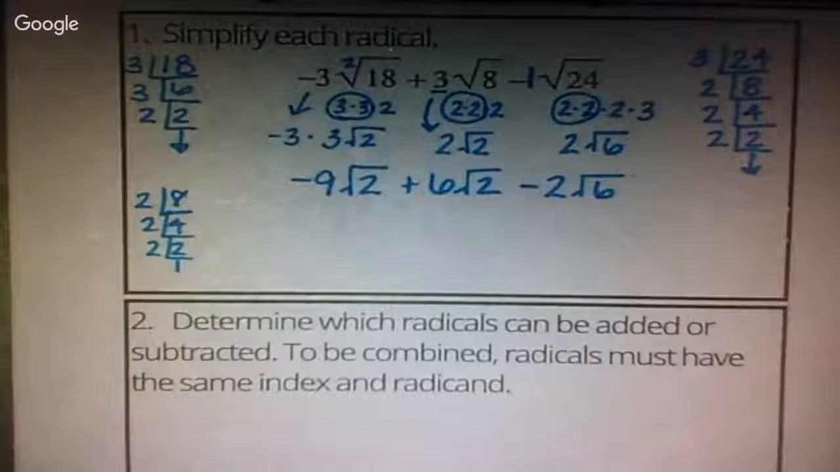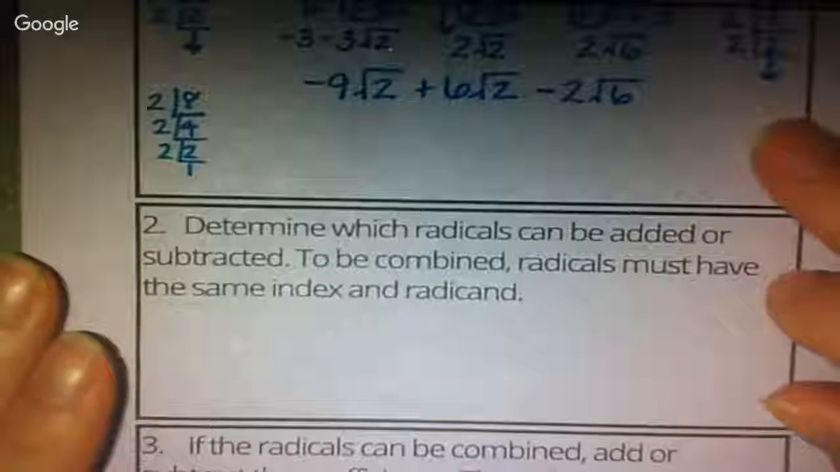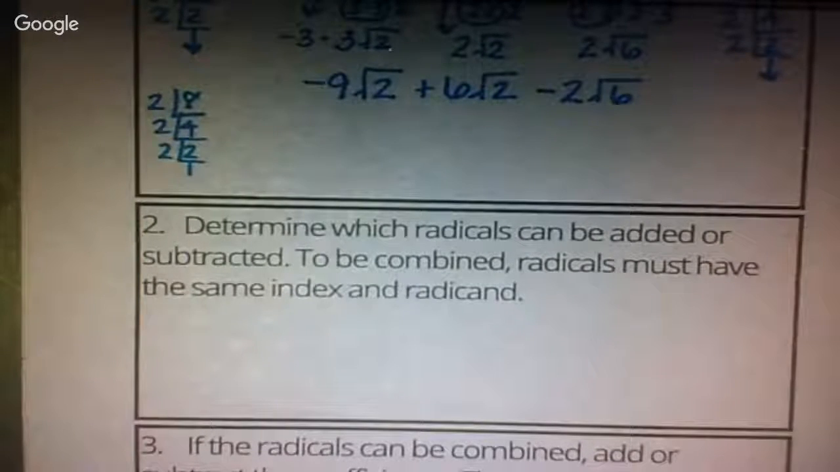All right. Once you've simplified everything, we need to combine like terms. Okay, so my only like terms here, it says determine which radicals can be added or subtracted. To be combined, radicals must have the same index and radicand. So it has to be square root and square root. And the number or number and variables underneath of it, which is your radicand, have to be the same. So the only things we can put together are negative 9 square roots of 2 and 6 square roots of 2.